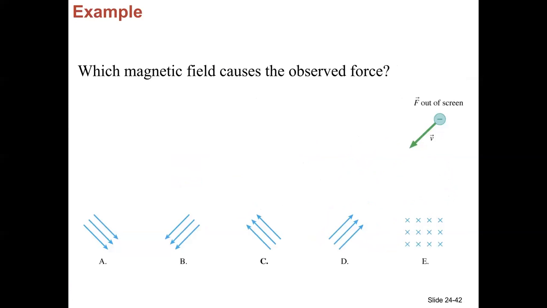The next one I have is for a negative charge, which is the other option here. Here I give you the velocity and the force. So I give you your thumb and your middle finger. Here your thumb is in the direction of velocity. Your middle finger is the force, which points out of the page. What direction of the magnetic field, i.e. your index finger, will give you this force?